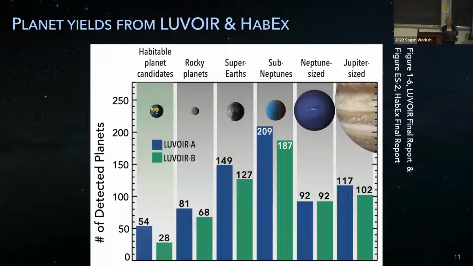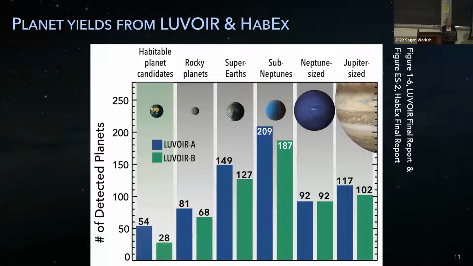The discovered planets range from rocky planets, both larger and smaller than Earth, to gas-rich sub-Neptunes, to Neptune and Jupiter-sized giant planets. The host stars are mostly solar-type FGK stars with a few handfuls of low-mass M-dwarfs and very few, like 3 or 4, high-mass A stars. LUVOIR A was expected to find and study about 54 habitable planet candidates, while LUVOIR B expected to study about 28. And here are the expected yields for HABEX.